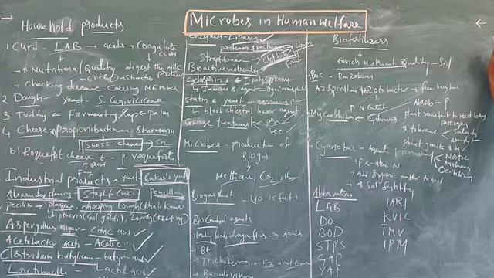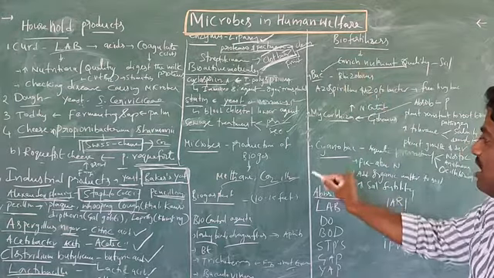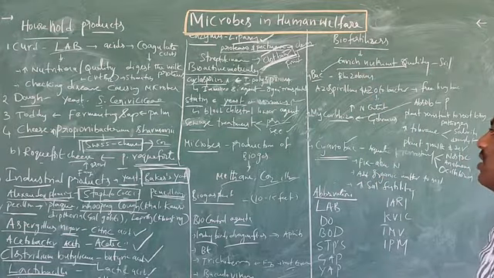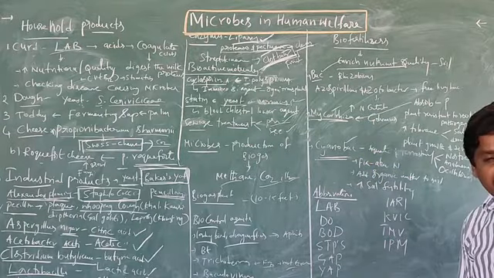So biofertilizers: which organisms mainly participate in this? That means which organisms are used as biofertilizers. For example, bacteria, cyanobacteria, and also mycorrhiza. These are used nowadays as biofertilizers.